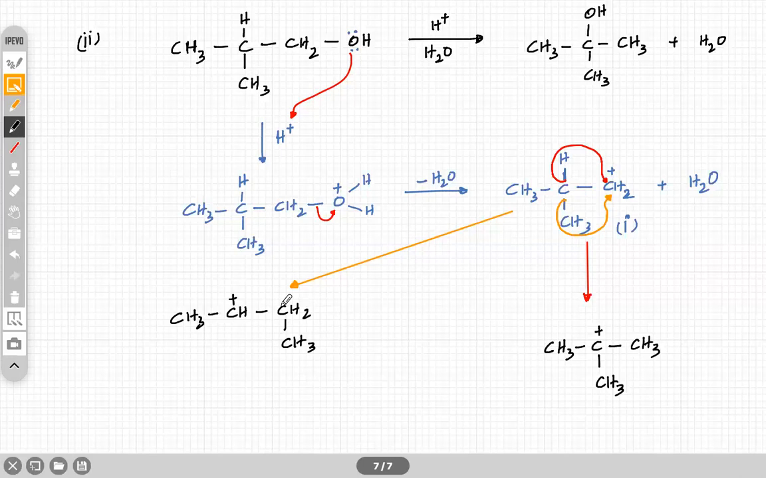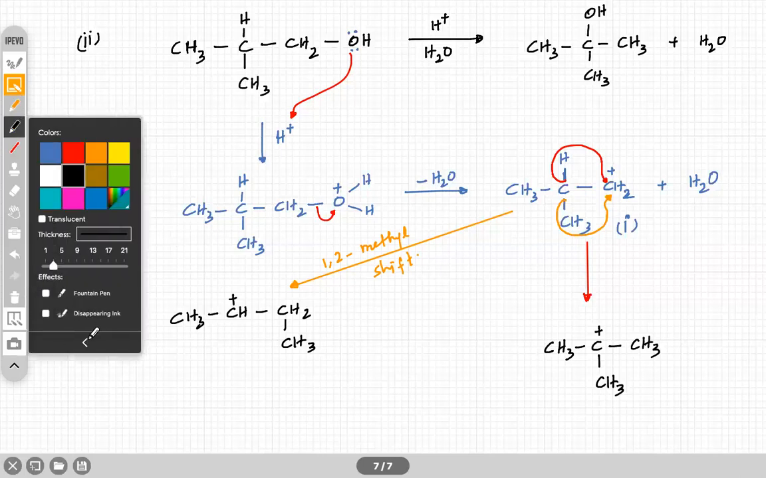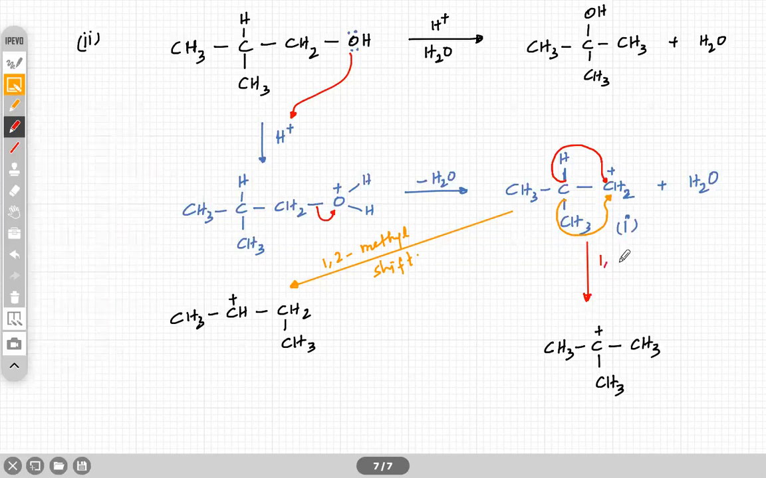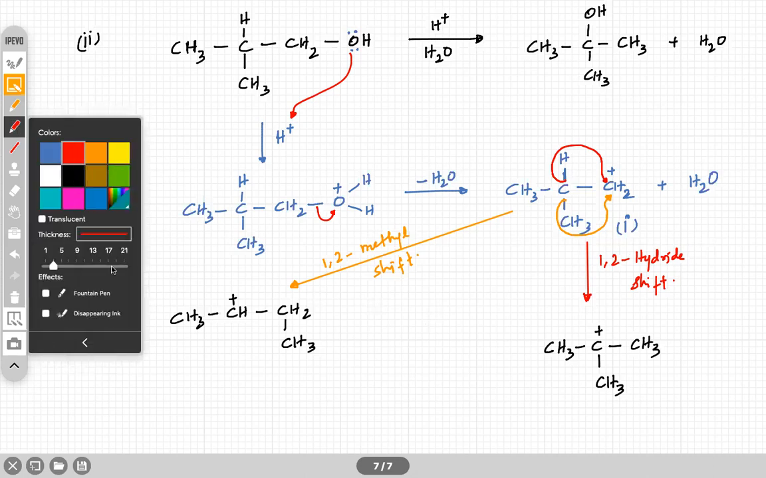So the one which gives the more stable carbocation, that we will take. Okay, so we call this the orange one, 1,2 methyl shift, because CH3 is getting shifted. Hence it is methyl. Okay. If you have a hydride shift, this we call 1,2 hydride shift. Hydride shift. Okay.